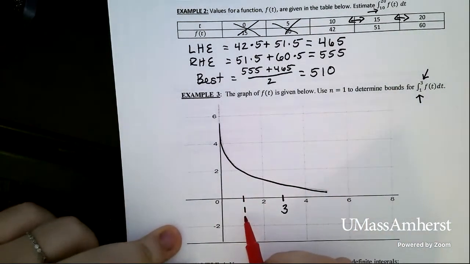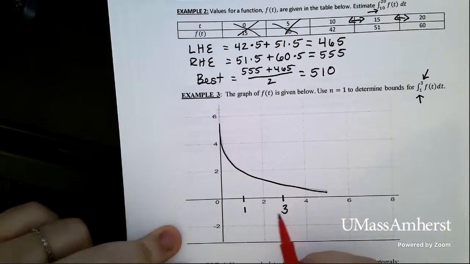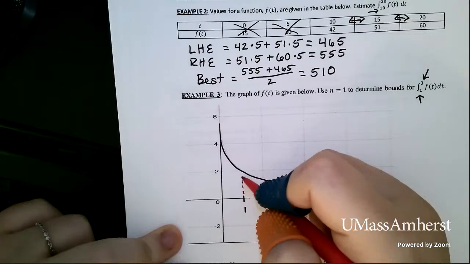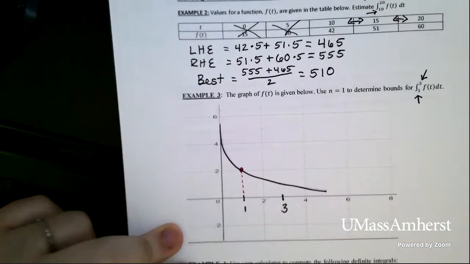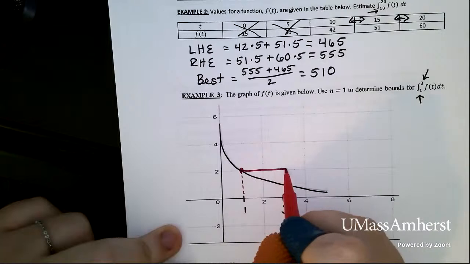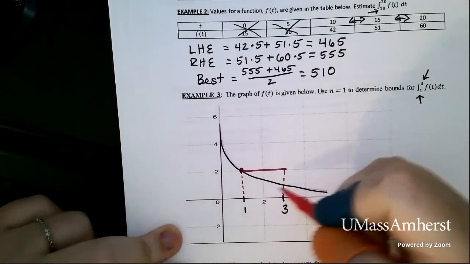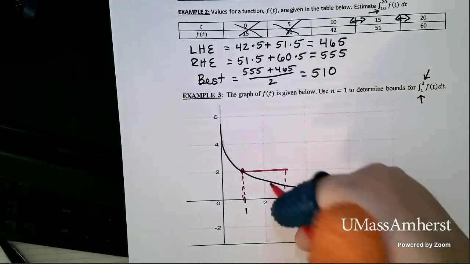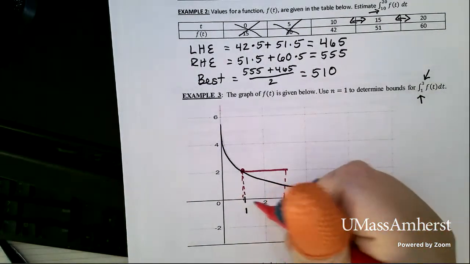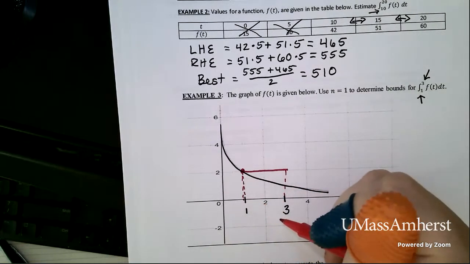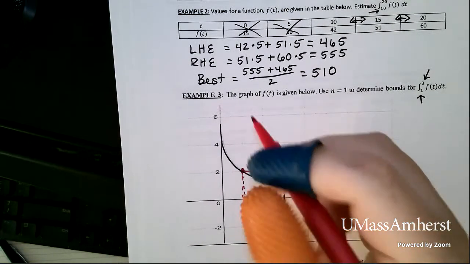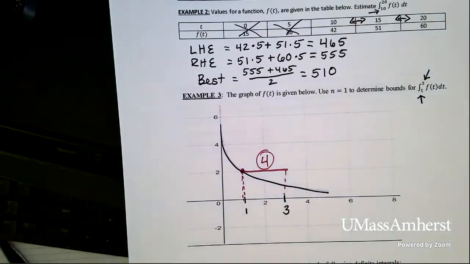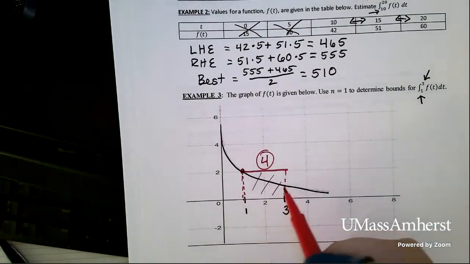So for a left hand approximation, I'm going to use the height from the left hand value. So from the 1, I go up till I hit the curve, and that becomes my height for my rectangle. Okay, so the left-hand point on the rectangle touches the curve. So here, if I want to get the area from 1 to 3, that has a width of 2, and then we have a height of 2, and 2 times 2 is going to give me an area of 4 when I do a left-hand approximation.